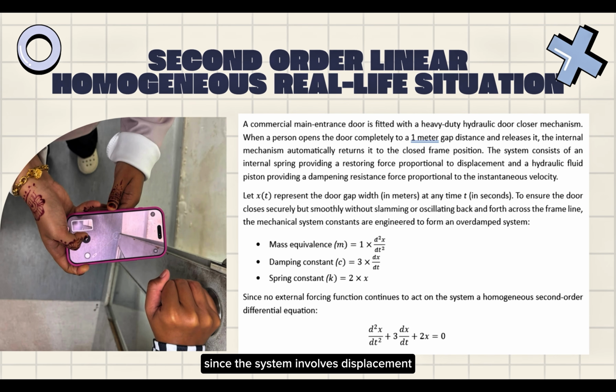Since the system involves displacement, velocity, and acceleration, the resulting mathematical model contains the second derivative, making it a second-order differential equation. Then, after the user releases the door, there is no external force acting on the system. The motion is governed only by the spring and damping forces. Therefore, the equation is homogeneous. The model also produces an overdamped response, meaning the door closes smoothly without oscillation or slamming, which reflects the actual behavior of a hydraulic door closer.